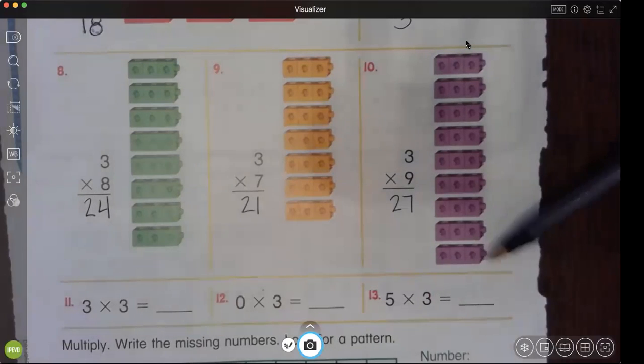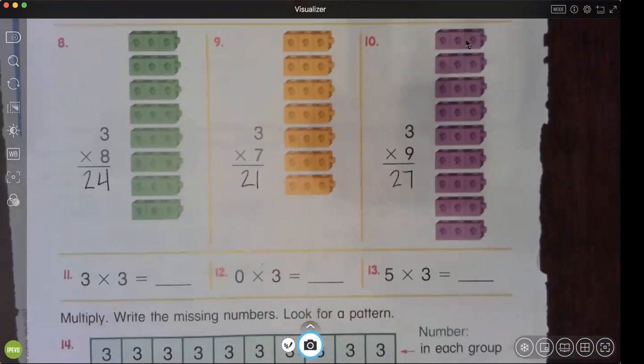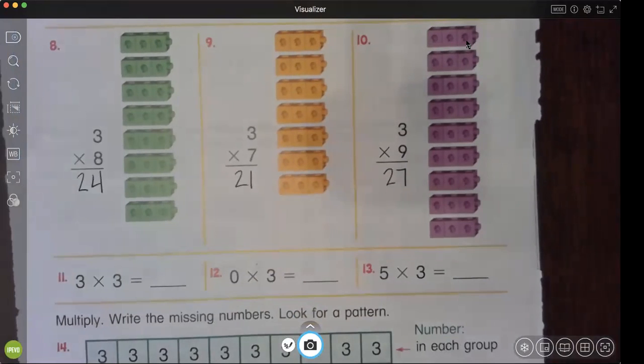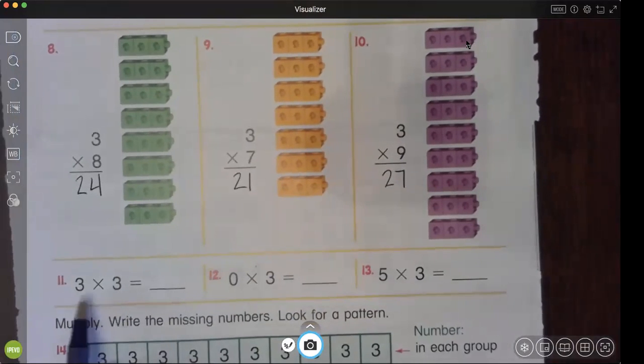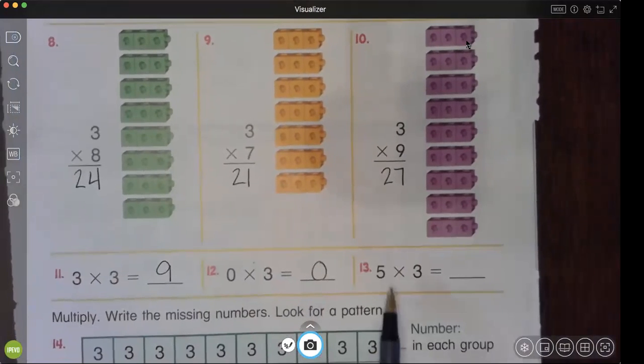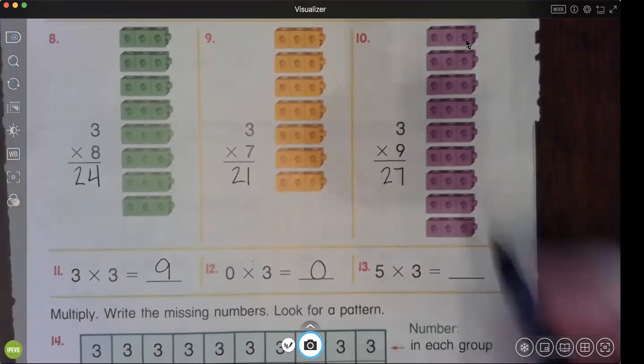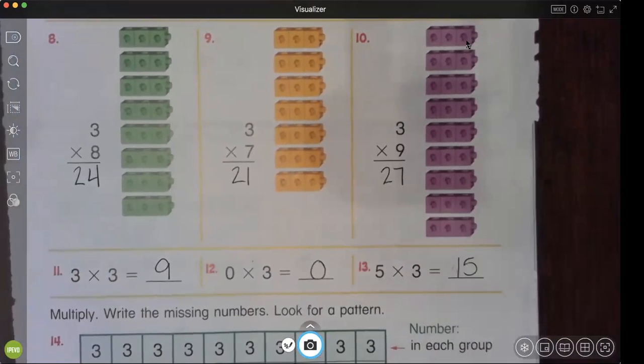Okay? Now these are just ones that you have to do on your own without having a picture to help you. So we have 3 groups of 3. So 3, 6, 9. And if you remember, anything times 0 is 0. And then we have 5 3 times. 5, 10, 15. So 5 times 3 equals 15.